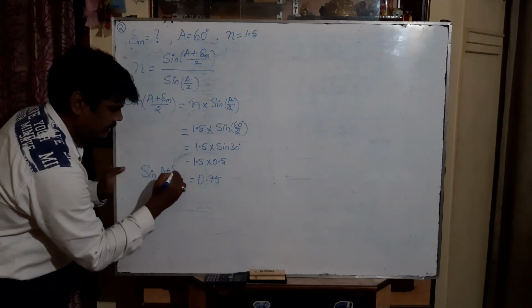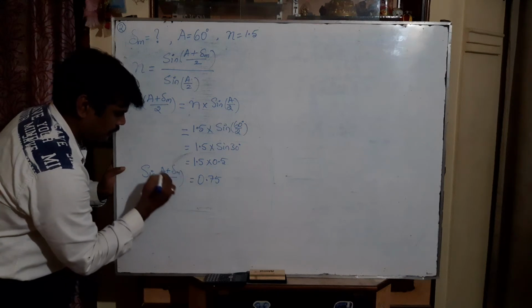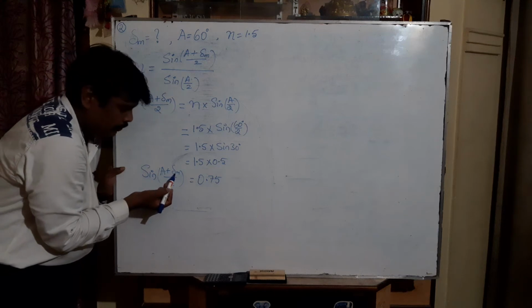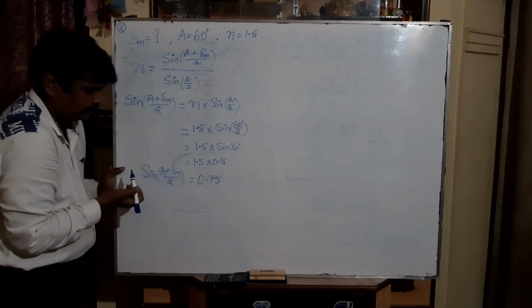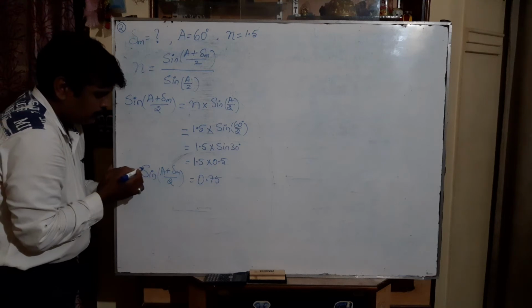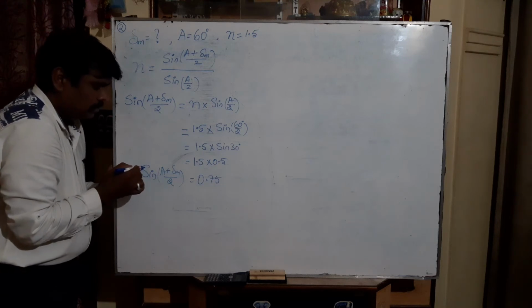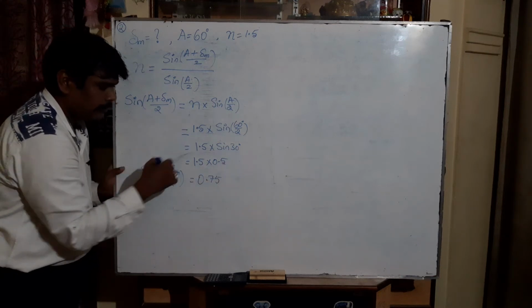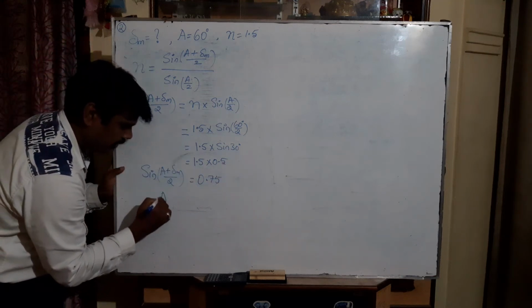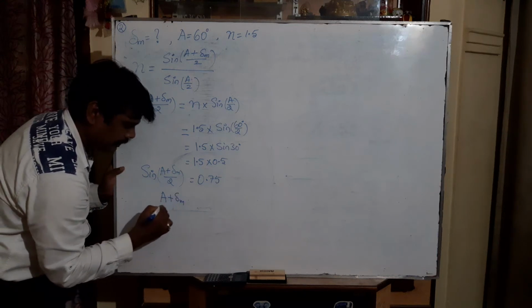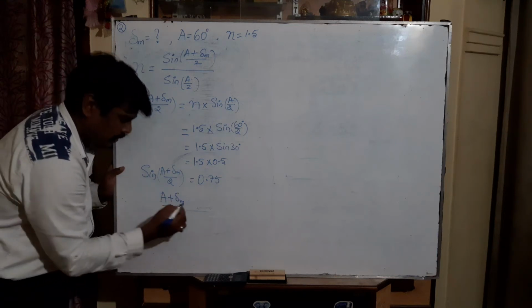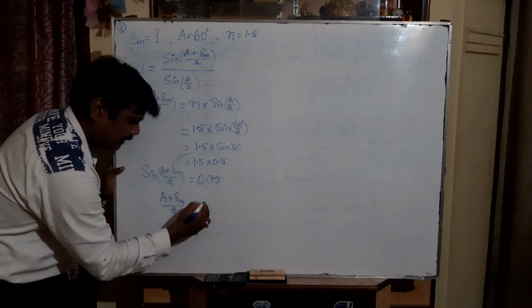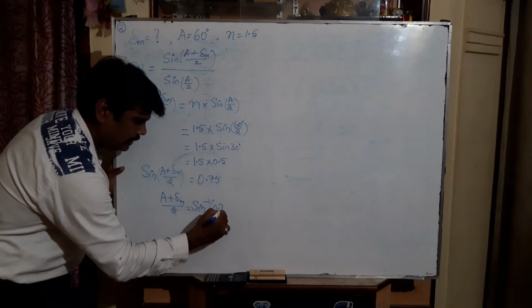Now what we have to do in the next step here? This value is sine of (A plus delta m) divided by 2. So we need to simplify it for delta m. That is very important. We want to calculate the angle of minimum deviation, so we have to remove the trigonometric sine function. You know how to remove it: transfer it to the right hand side and it becomes the inverse function. So A plus delta m divided by 2 is equal to sine inverse of 0.75.